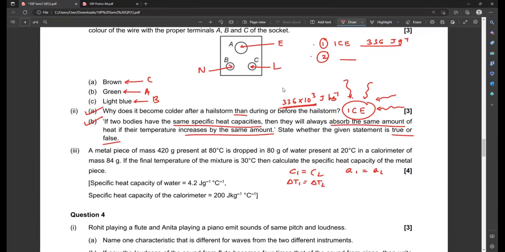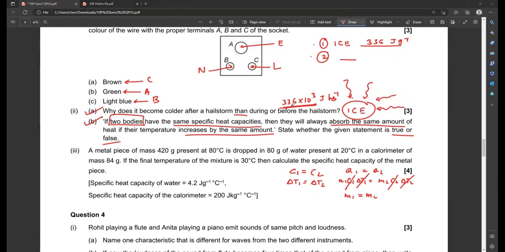Now, is this statement true or false? If Q1 is equal to Q2, that means M1 C1 delta T1 is equal to M2 C2 delta T2. C1 is the same, delta T is also the same. That means M1 is equal to M2. So this statement is true only assuming that the masses of the two bodies are equal. Does everyone follow that? If you take two bodies which have the same specific heat capacity, and both have the same mass, and you give them the same amount of heat, then their rise in temperature will also be the same.